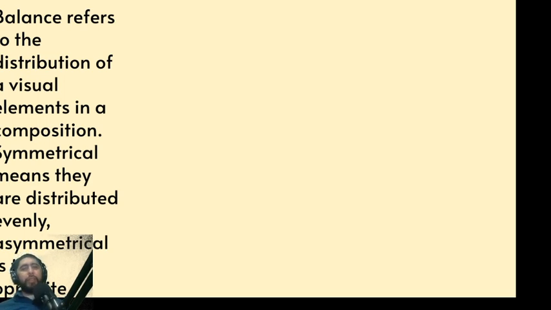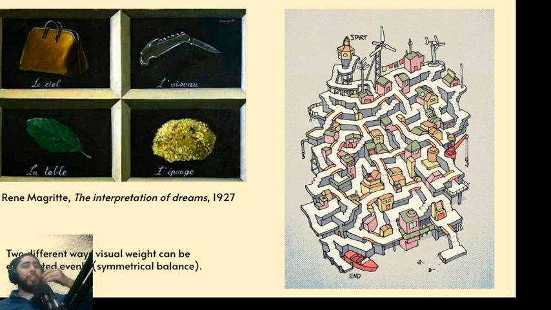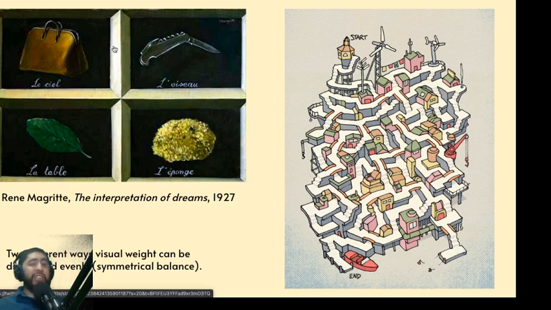So balance. It refers to how a composition is laid out. Symmetrical means they're distributed evenly. Asymmetrical is the opposite. Okay, so this page has examples of symmetrical balance, right? So this composition, the interpretation of dreams, has 4 panels. Even though it's not a perfect square, they are split evenly within the center in the X and Y axis. And there's one object in each panel, and there's writing in each panel.